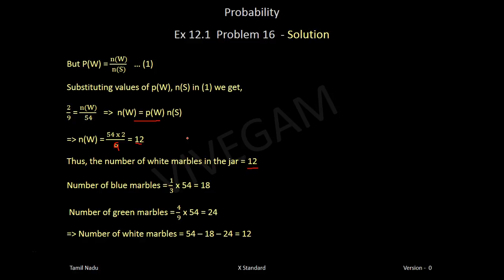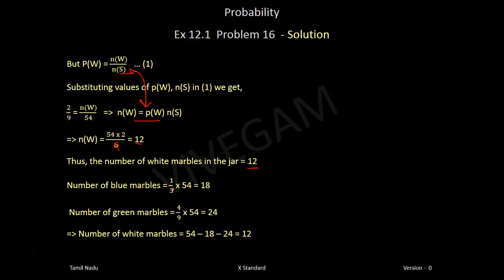Now let's try it differently. We know this formula: probability of getting a white marble is number of white marbles divided by total number of marbles. So you rewrite it. Number of white marbles will be probability of white into total number of marbles. So use the same formula. Number of blue marbles will be probability of getting a blue marble into total number of balls.